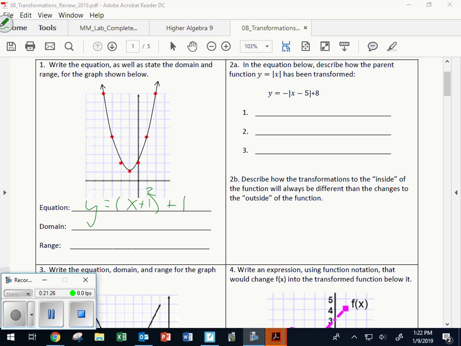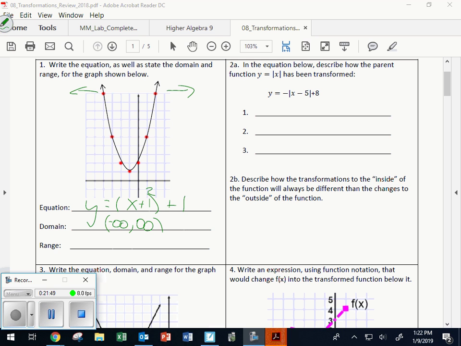Domain is from left to right. If I extend this function this way and this way, how far will it go? Answer? You guys are really out of energy, aren't you? Yes. Very good. Negative infinity to infinity.